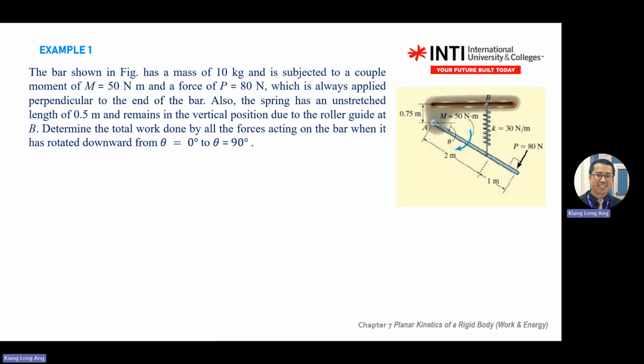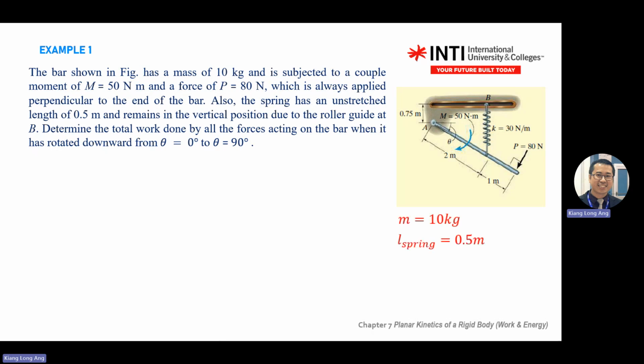From 0 to 90, you need to consider the length at 90 degrees. You pull it here, and from here to here is 2 meters. So 90 degrees is here, which is 2 meters plus 0.75. You need to know how much the spring is stretched at 90 degrees.